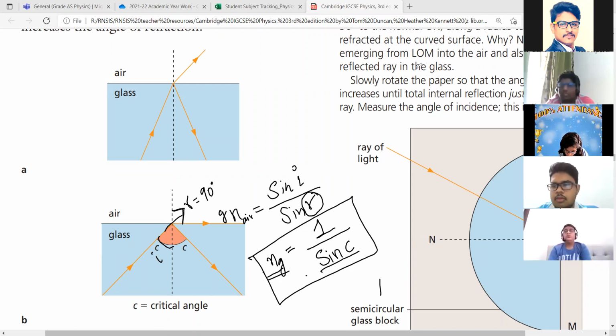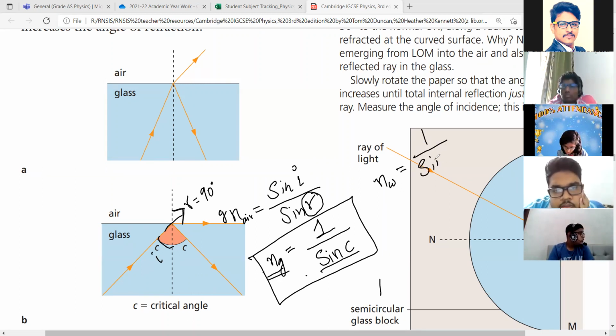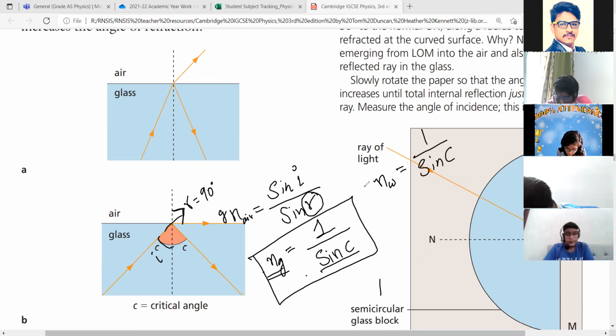Got it? So whichever medium is there, it's that medium's refractive index. So in your case, the refractive index of water is equal to 1 upon sine of C. Whatever critical angle you get, you will substitute here, and ultimately it will give you the refractive index of water, because in a pond it is water. Got it? So in different situations, the answer will be different.